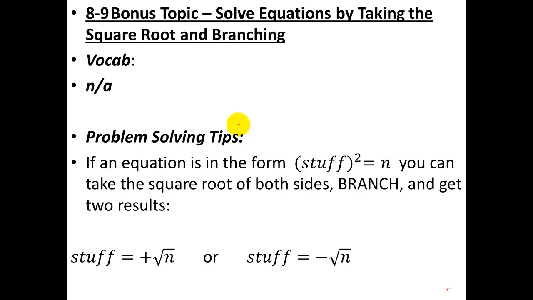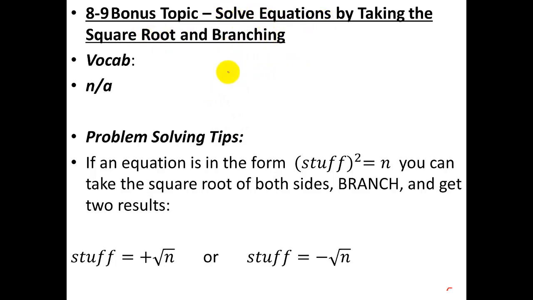It's still in Section 8.9 of the textbook, but they covered two different things in the same section, and I thought it was best to separate the videos since they're really two different techniques. So this one is all about solving equations by taking a square root and branching.